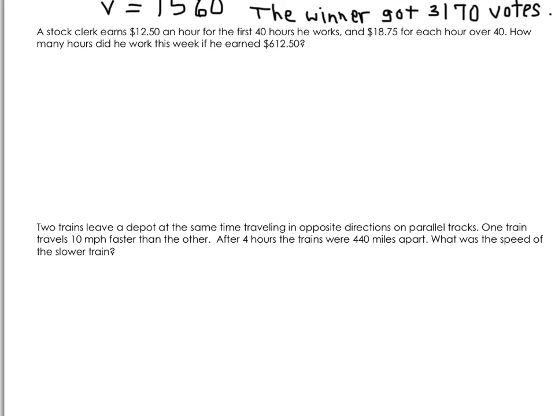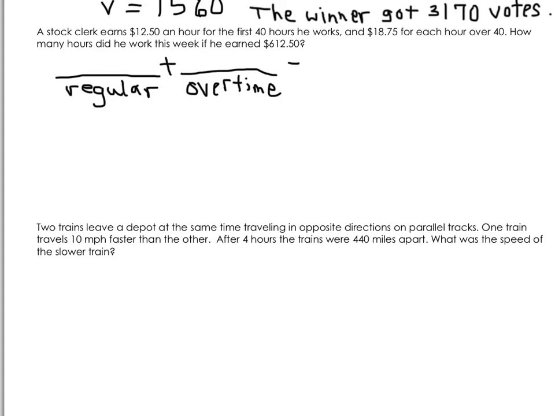A stock clerk earns $12.50 an hour for the first 40 hours he works, and $18.75 for each hour over 40. How many hours did he work this week if he earns $612.50? So he has regular hours he gets paid for, and then he has overtime. So the regular hours and the overtime. And if you add those together, you're going to get his total pay of $612.50.